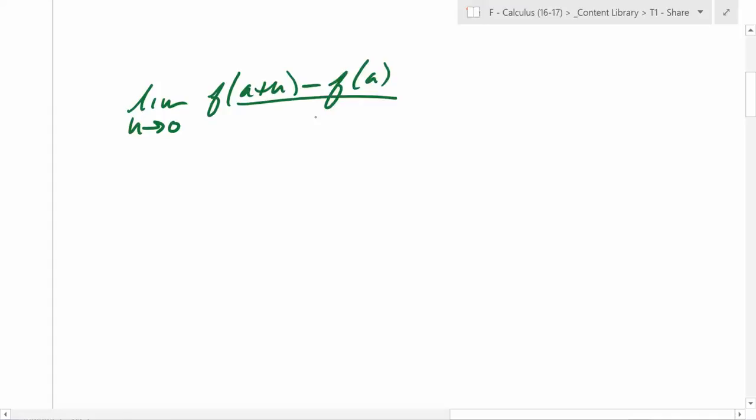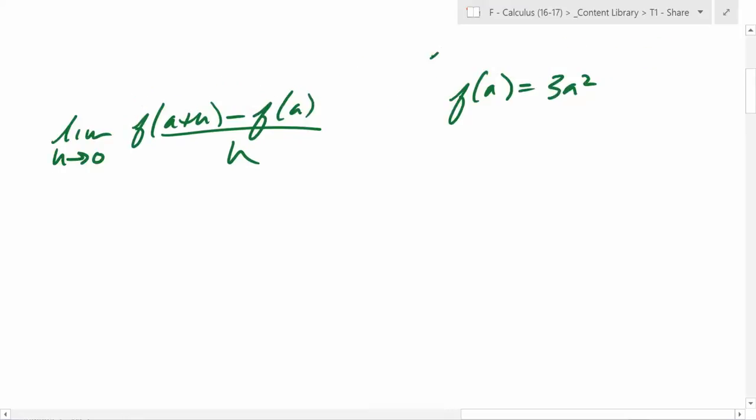Instead of plugging in a specific number, we could plug in the number a. So what was that limit again? The limit as h goes to 0 of what? f of a plus h minus f of a over h. And our function, f of a, is going to be 3a squared. Do you agree with that? That's our function. Because what was f of x? f of x was what? 3x squared. So what is f of a plus h?